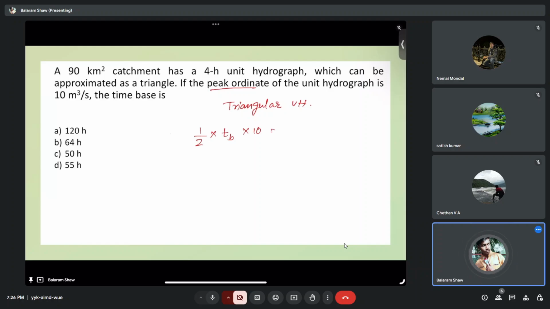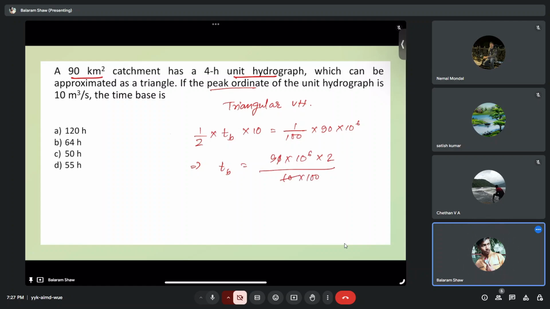So this should be equal to, because it's a unit hydrograph, right? So the rainfall will be 1 centimeter, or if you just change that to meters, 1 by 100, into how much is the area? Area is 90 kilometers squared, right? So we'll write 90 into 10 to the power 6, because we are converting this kilometer square to meter square. Okay. So if you just calculate the time base, it will be 90 into 10 to the power 6 into 2 divided by 10 into 100.